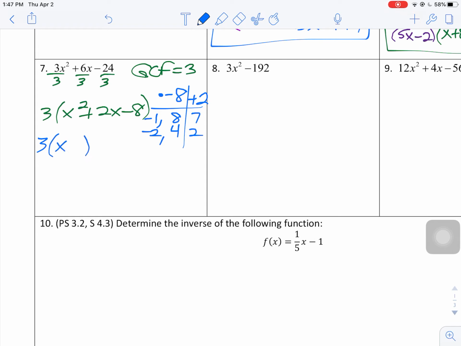So don't forget to drag down that 3 in the back. That's a very, very common mistake for students, is to not remember to drag down the 3. And then remember, this x squared gets split into x and x. And then we use the negative 2 and the 4 right there. So there you go. That's your final answer.